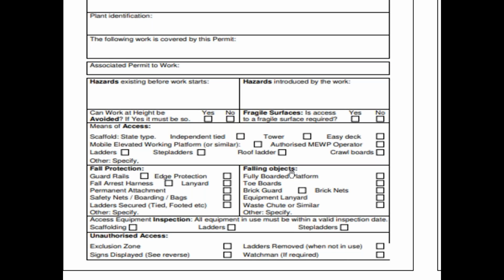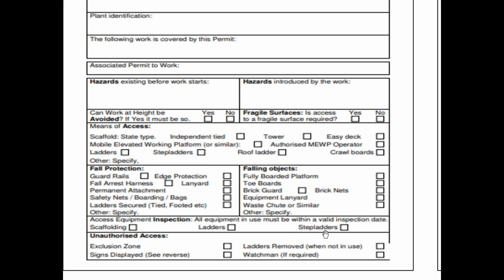Then falling objects: that may be a fully boarded platform, a toe board, then guard, brick nets, then equipment lanyards, waste chutes or similar, or some others. So all these points should be checked, or if it is not listed in these points, then you can add it in the other. So this access equipment inspection should be done, and that may be for the scaffolding, for the ladders, for the step ladders.